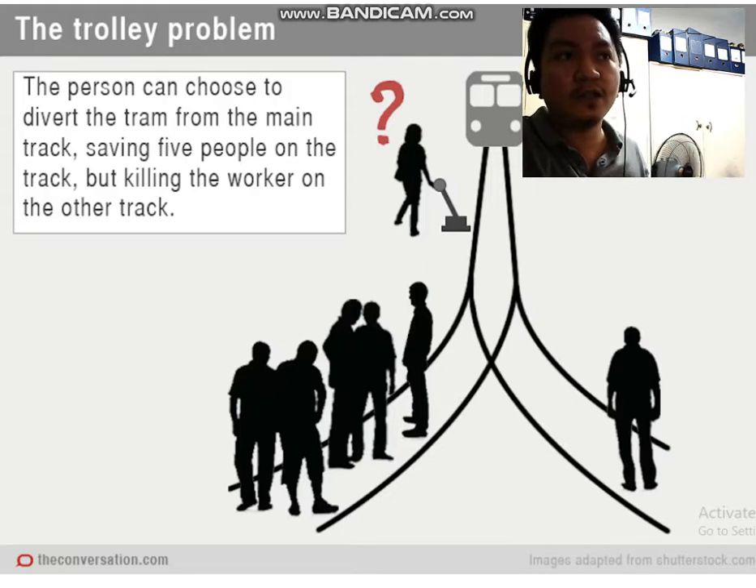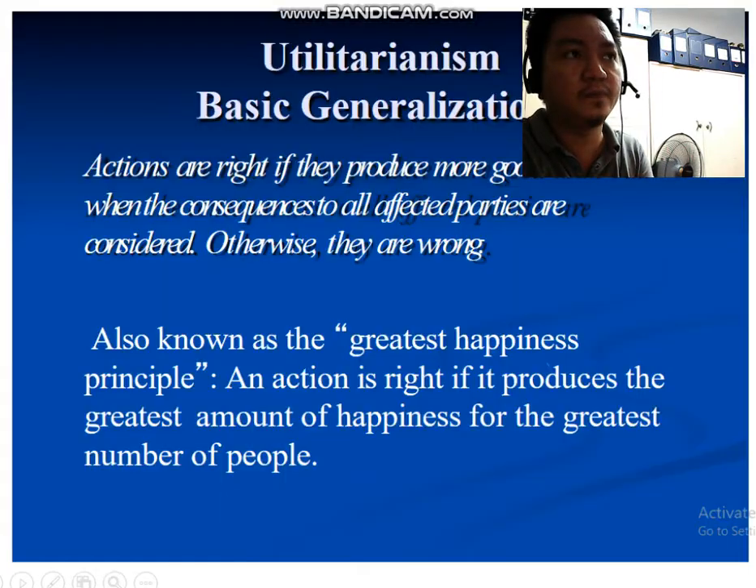So based on the concept of utilitarianism, the best moral action is one that produces the highest good, highest happiness or pleasure or satisfaction to the greatest number of persons. So in a sense, it would be logical to go to the track wherein only one person will be run over by the trolley. But in that sense, you'd actually have to let that person die in order to save the other five persons.